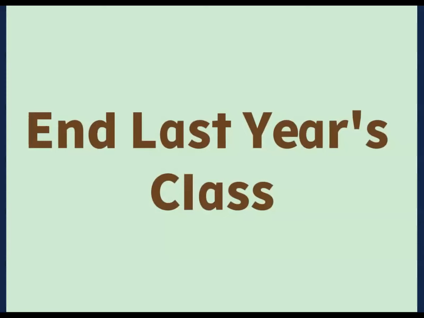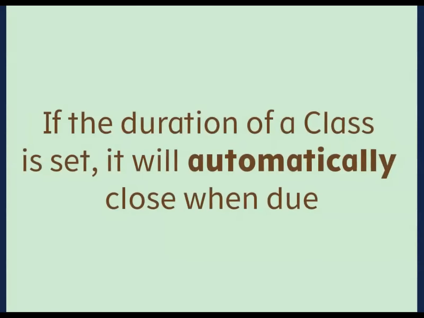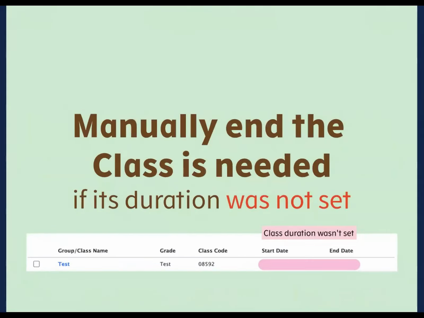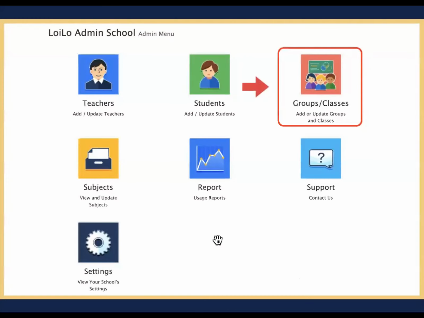Then the second step is end last year's classes. If the duration of a class is set, it will automatically close when due. Again, manually ending the classes is needed if the duration of the class was not set. The class's duration wasn't set, so they will have no starting date and no end date.